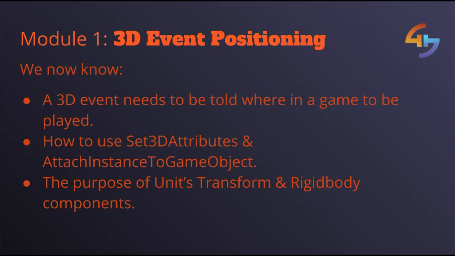Great, so now we have two different lines of code we can write when we want to add 3D events to our game. We can use set3d attributes to manually tell our event to play at certain positions. We can use the attach instance to GameObject command so that our event will be placed automatically in our world when called. And with that, we've just finished module 1 of this course, so congratulations! Now that we've gone over 3D event positioning, feel free to practice using these commands, but once you have, I'd say you'd earned yourself a break.